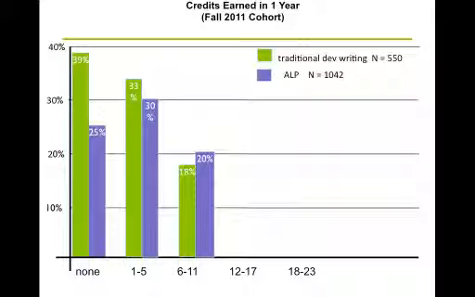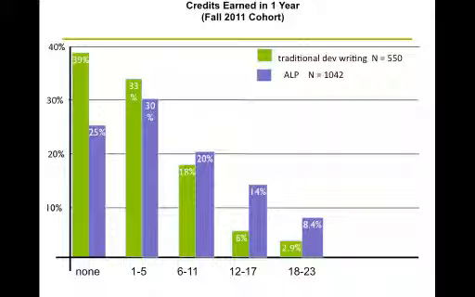I feel like I'm a radio announcer calling a horse race here. 20% of the ALP students have accumulated between 6 and 11 credits versus 18% for traditional. And now the really larger numbers, 12 to 17 credits, it's more than double, 14% of the ALP students versus 6%. And not too many students have accumulated 18 to 23, but it's still much higher, 8.4% versus 2.9% for traditional students. So we've got some longitudinal data there showing the effect of ALP on student success more broadly than just in writing courses.